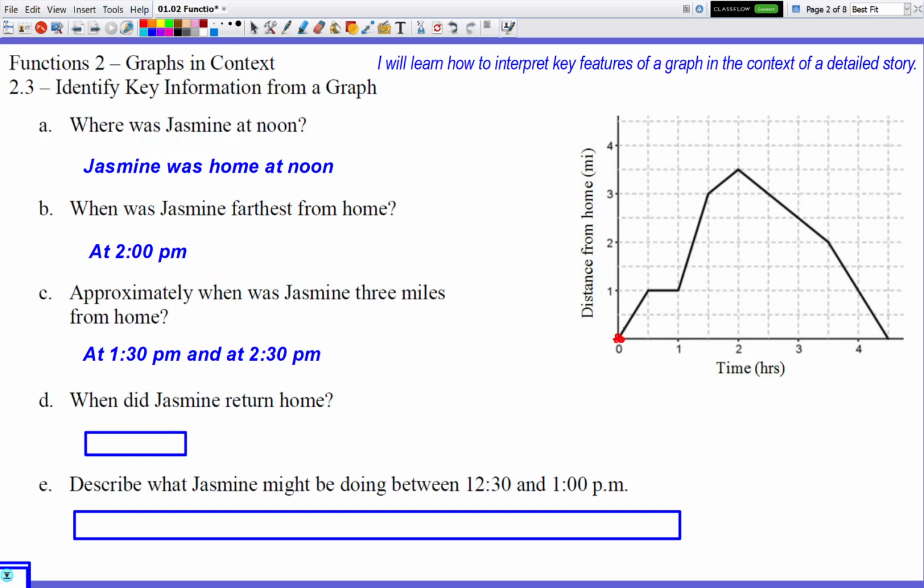Yeah, she didn't even leave home, so I can't really count that first dot. So I actually should erase that dot. So that dot doesn't count. So when else do we have the graph hitting the x-axis? Well, it hits it right there.